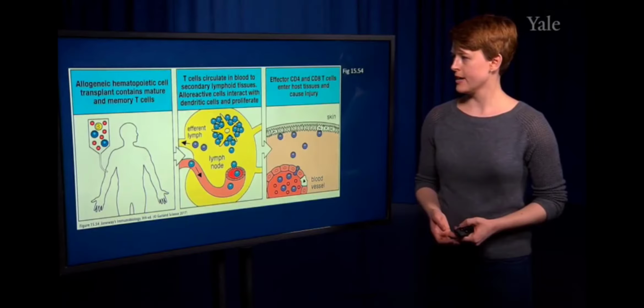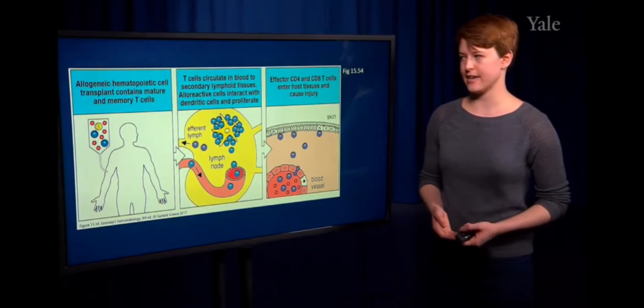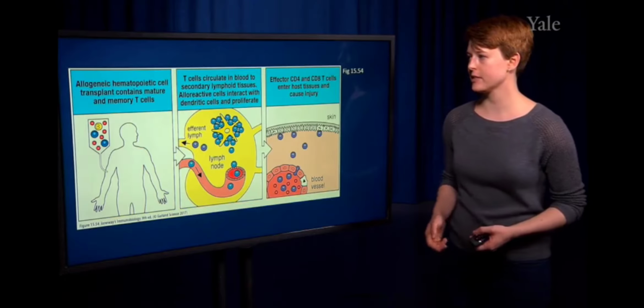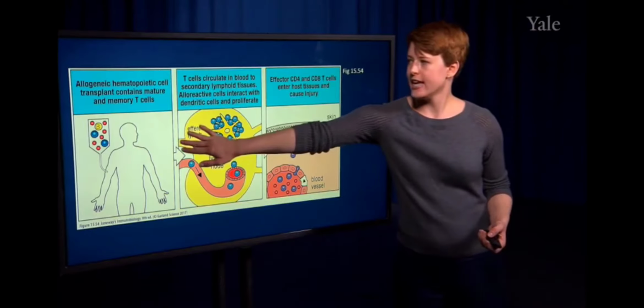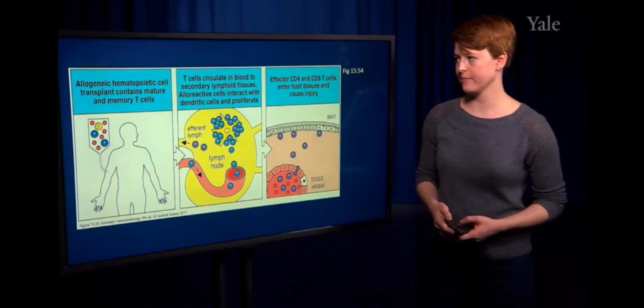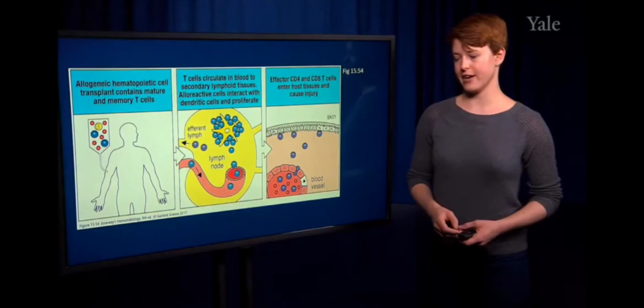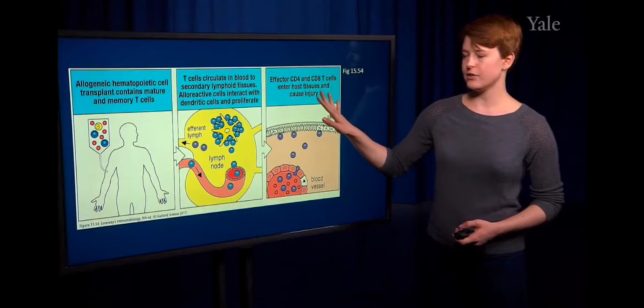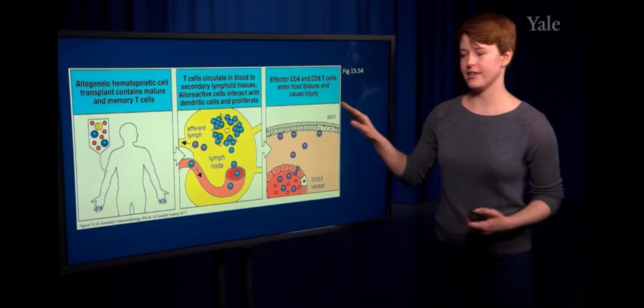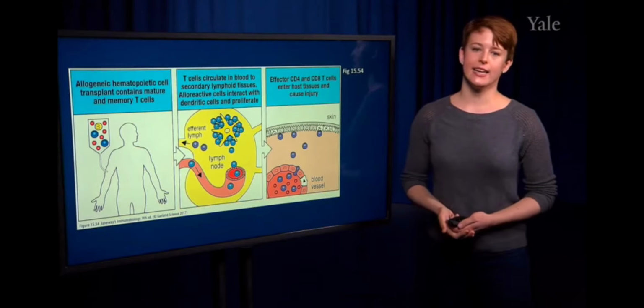So we can see here an example of graft versus host disease. So first we have an allogeneic hematopoietic cell transplant. And in this case, the transplant contains donor mature T cells. These T cells then circulate throughout the body in the blood and move to secondary lymphoid tissues. And here those alloreactive cells interact with dendritic cells of the recipient and proliferate. And then those differentiated T cells, both effector CD4 and CD8 cells, can enter the host tissues and cause cell death and injury.